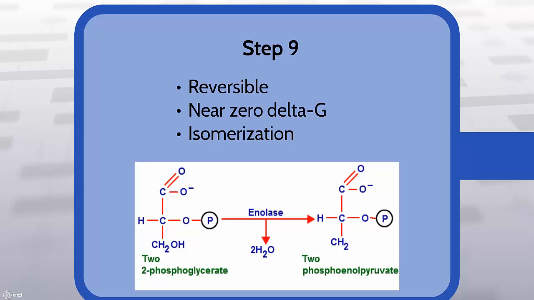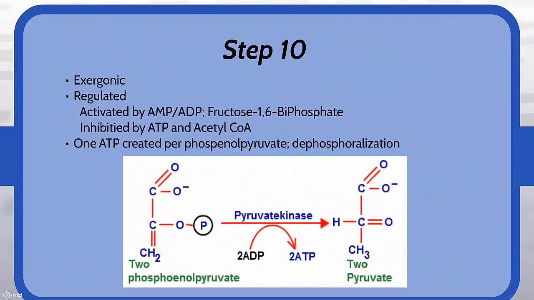Next, in step 9, enolase promotes a reversible removal of a water molecule to form phosphoenolpyruvate. This dehydration creates a very important double bond which is used in the final step of glycolysis. In this final payoff step, pyruvate kinase transfers the phosphoryl group from phosphoenolpyruvate to ADP, resulting in the creation of another ATP molecule and an enolate. This enolate tautomerizes into what is commonly called pyruvate.